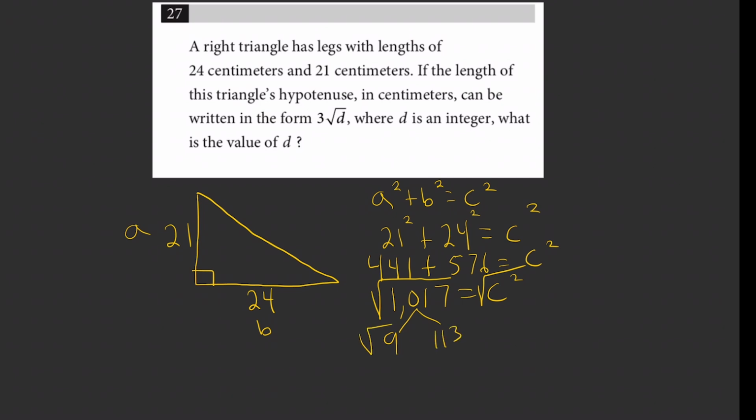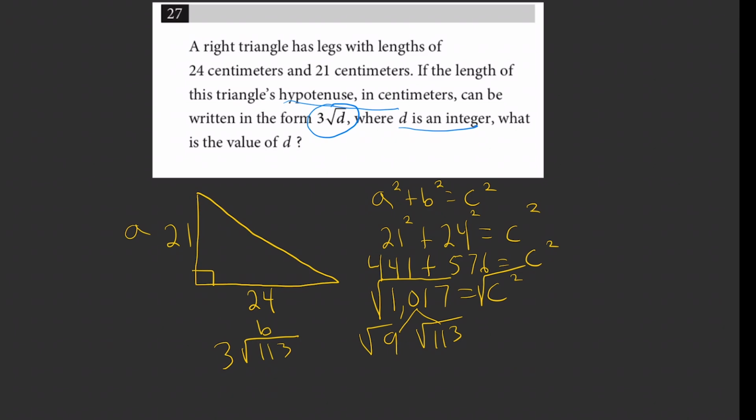So taking the square root of 9 and the square root of 113, the square root of 9, we're going to get 3 coming out of the square root, and then I'm left with 113. Oh, and that matches, okay, because see what happened is they said up here that the hypotenuse can be written in the form 3 square root of d, where d is an integer. What is the value of d?